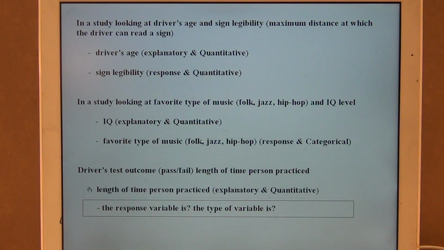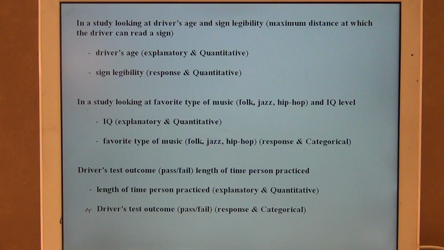Okay, the length of time the person practiced would be the explanatory variable. That would explain whether the person passes or fails, and that is quantitative because we're talking length of time. The response would be the driver's test outcome, either pass or fail, and that is categorical because it's either pass or fail.